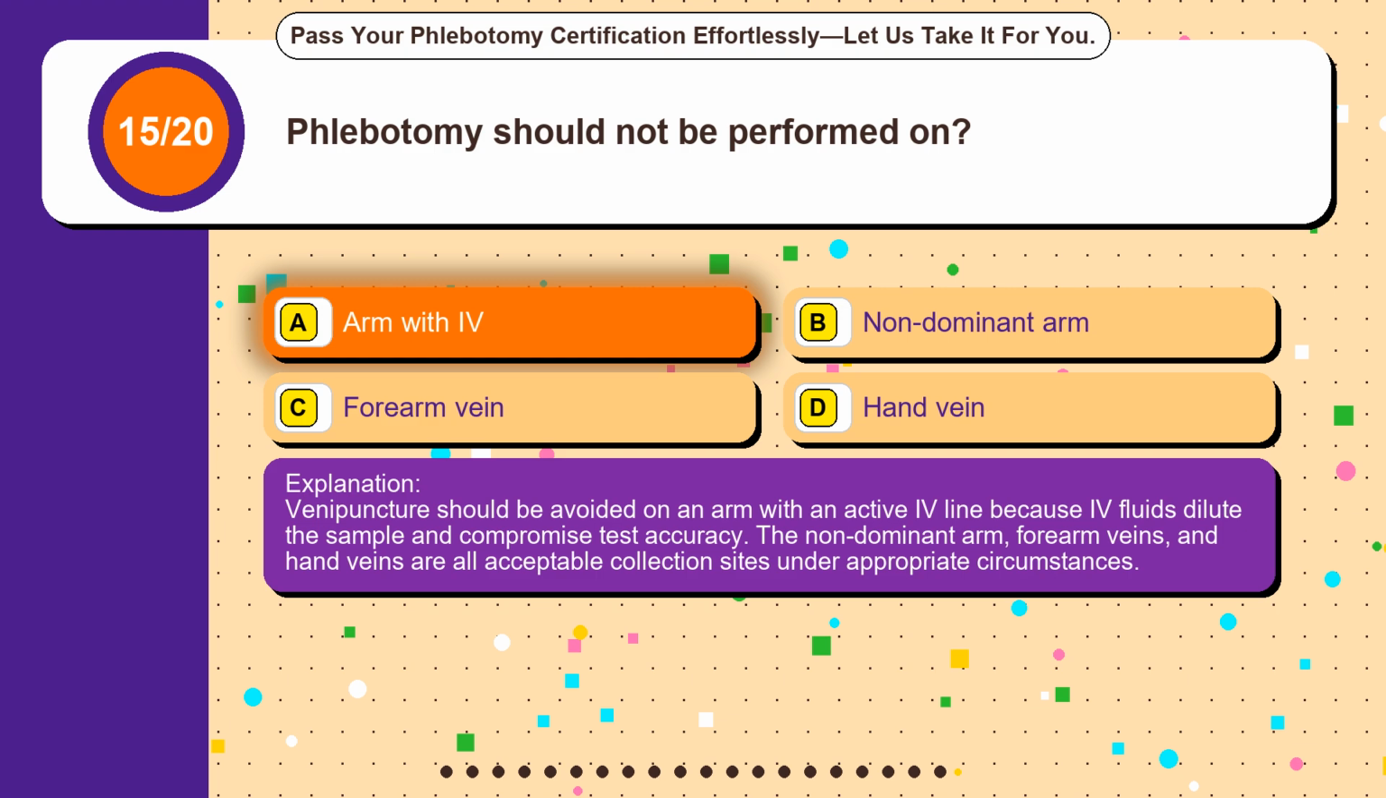Venipuncture should be avoided on an arm with an active IV line because fluids dilute the sample and compromise test accuracy. The non-dominant arm, forearm veins, and hand veins are all acceptable collection sites under appropriate circumstances.